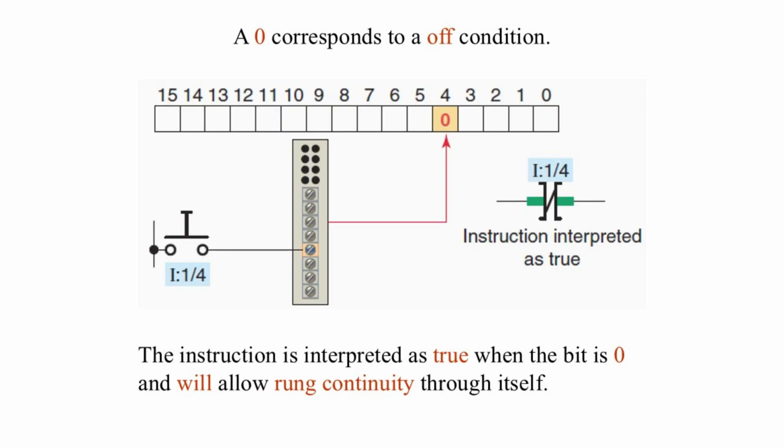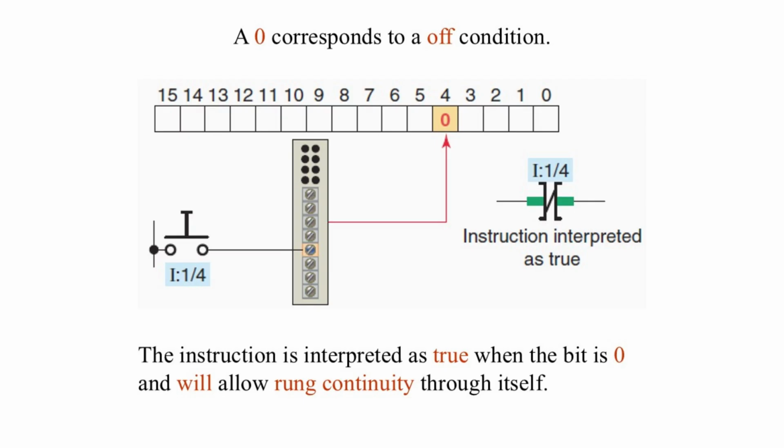This diagram illustrates the operation of the examine if open instruction when the input signal is off. The input terminal I1/4 represents a push button connected to the input module. Since the push button is released, no voltage is present at the terminal, and the PLC input module records a logic 0 in bit 4 of the input image table.